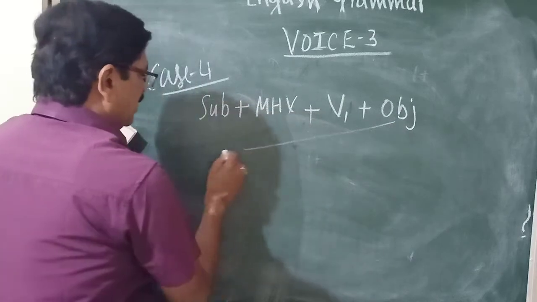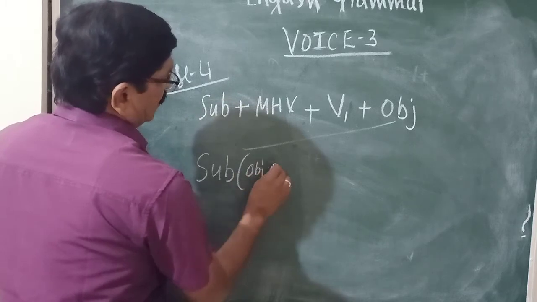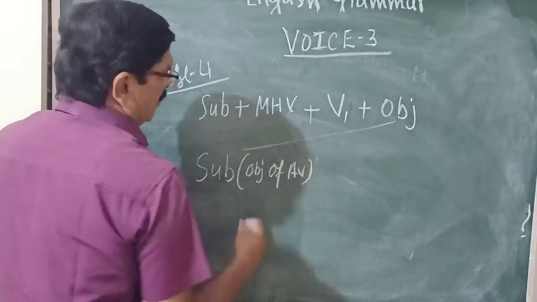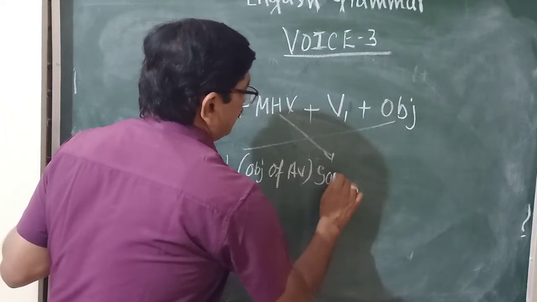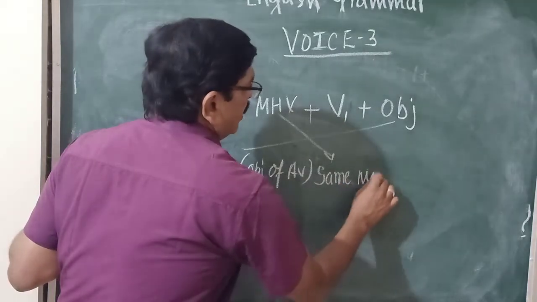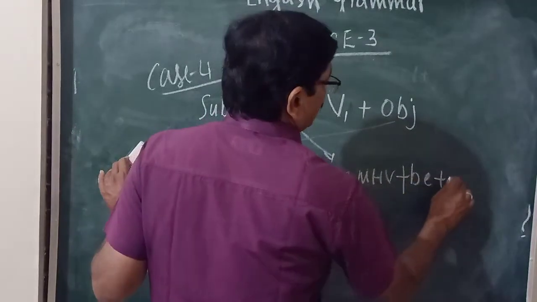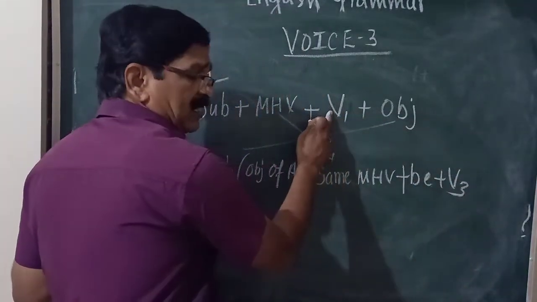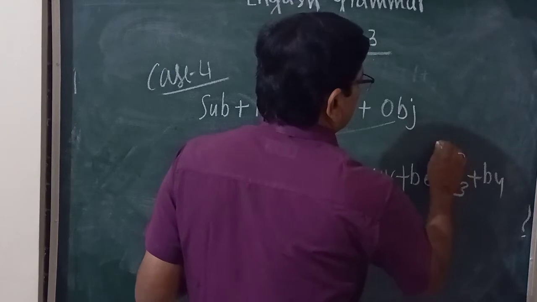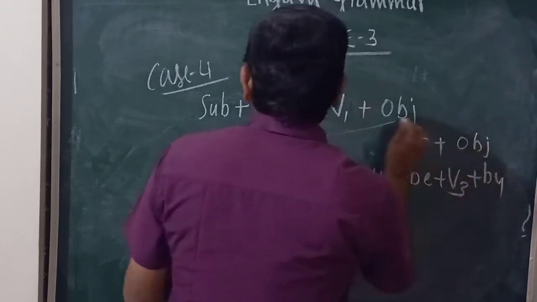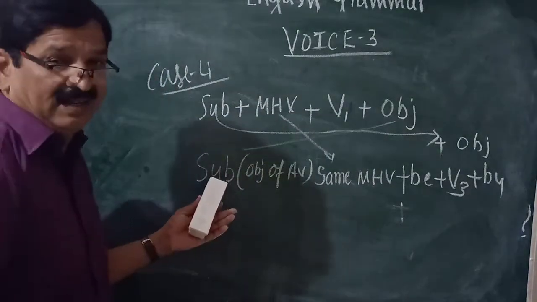Then substitute the values to passive form. This object becomes subject. You can write here the subject, the object of active voice. Then the same modal helping verb here. Same modal helping verb, no change. Plus V3 of this active voice, plus object, which means this subject becomes object. Let us write an example for this.